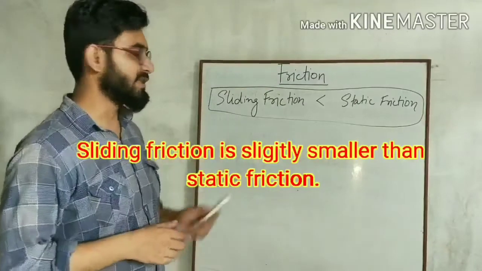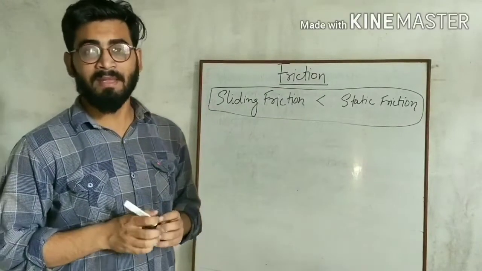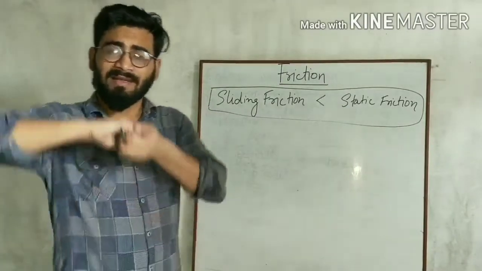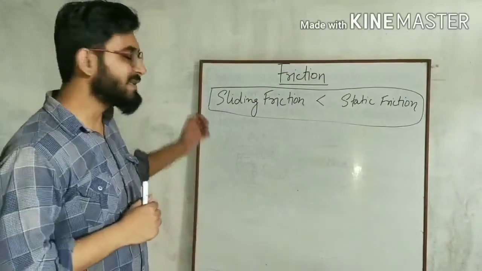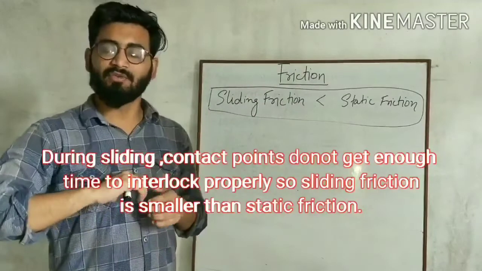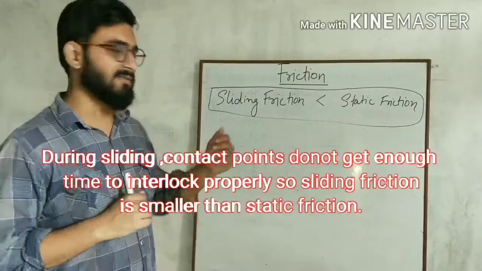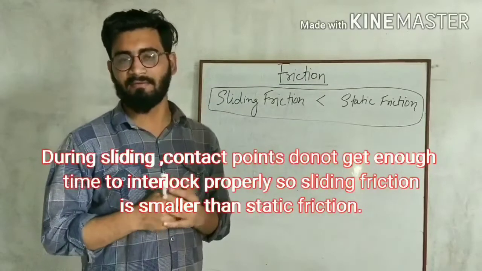Now always remember one thing, that sliding friction is slightly smaller than static friction. Why? Because as we all know, friction is caused by the interlocking of the irregularities. But during sliding, contact points do not get enough time to interlock properly. That is why sliding friction is slightly smaller than static friction.